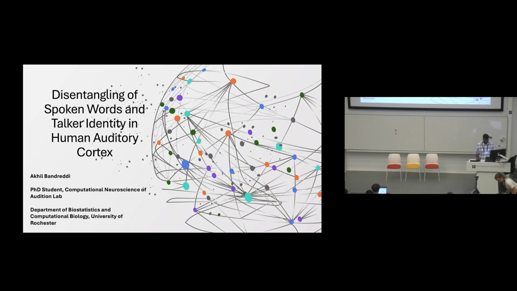So we're going to move on to our next talk, Disentangling of Spoken Words and Talker Identity in Human Auditory Cortex, presented by Akhil Bandreddi.